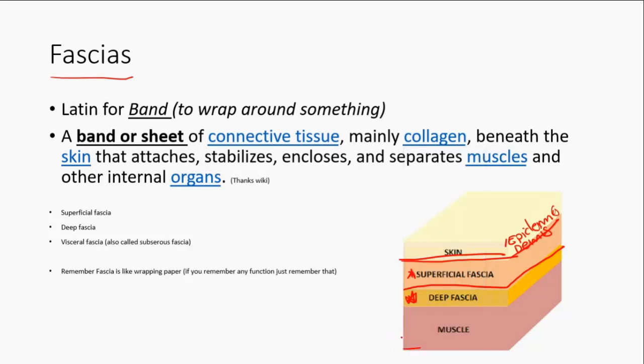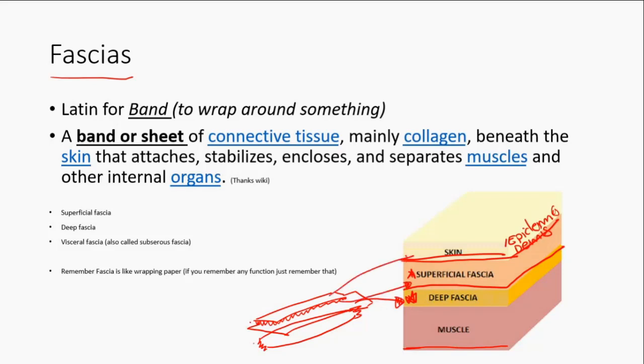So if you want to draw a simple picture, essentially you have your skin, and then underneath your skin you have some loose connective tissue, and then underneath that you have your muscle, and then between the loose connective tissue and your muscle you have a dense layer of connective tissue, okay, which this dense layer is your deep fascia. And then the loose connective tissue is this layer, and your skin, of course, is your skin, and your muscle is your muscle.